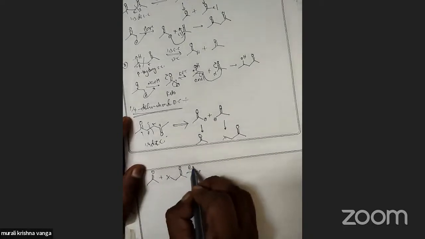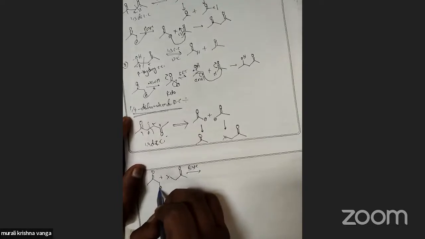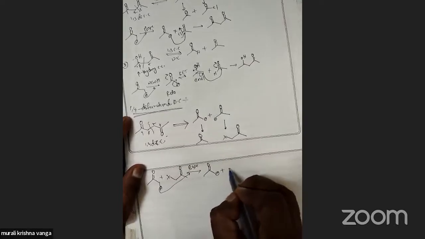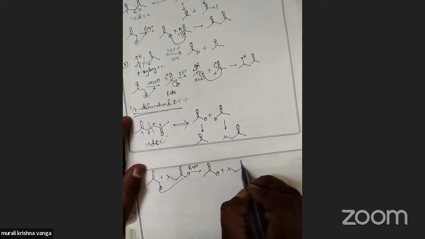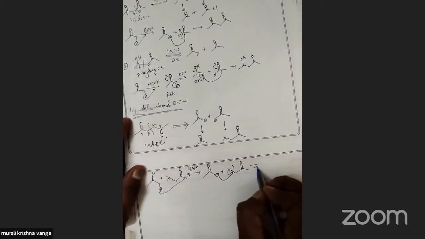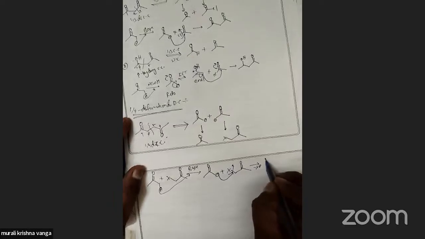reacts with alpha halo acetone, in the presence of a base that abstracts the proton from here, then that produces an alpha carbanion. This alpha carbanion reacts with another starting material, involving displacement of the halogen function. Then the product is a 1,4 dicarbonyl compound. This is one example for 1,4 difunctional compounds.